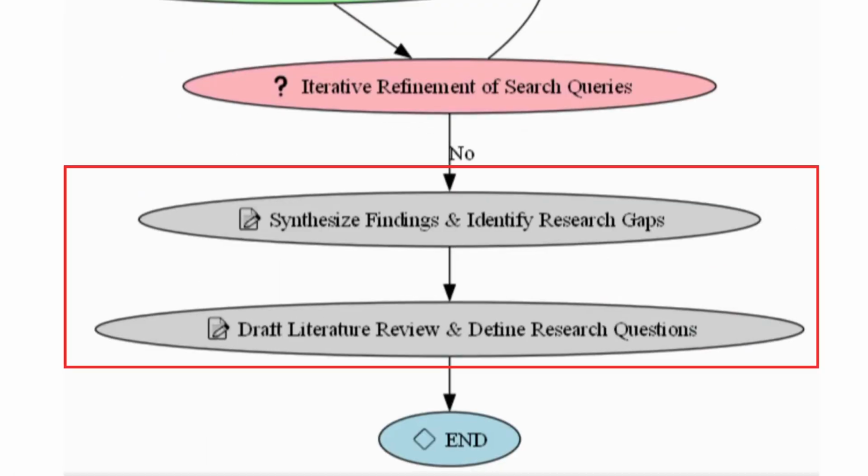Once you have a rich pool of papers, synthesize your findings, look for patterns, contradictions, gaps in the literature. This step leads directly into writing your literature review, a crucial section of your thesis or research paper. Finally, draft your literature review, clearly defining the research gaps and formulating your research questions. This sets the stage for your original contribution.